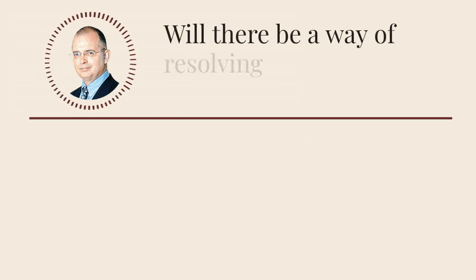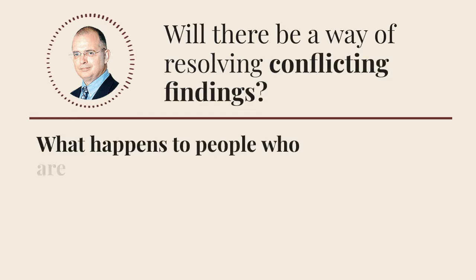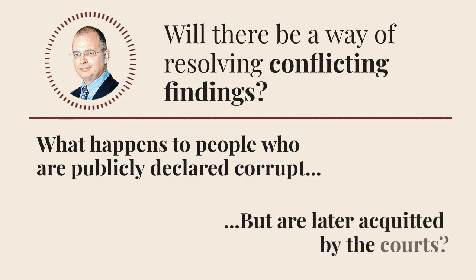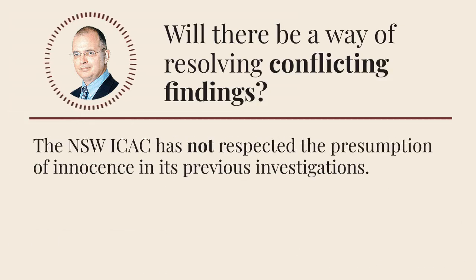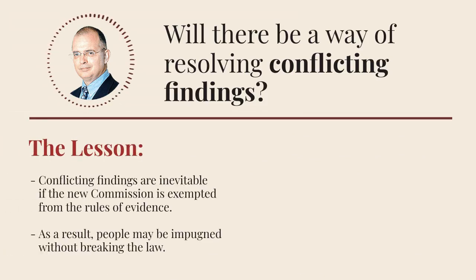Another test for the government's plan is whether there will be a way of resolving conflicting findings. What happens to people who are publicly declared corrupt by the new Commission but are later acquitted when brought before the courts? New South Wales has ignored this problem, which means people who are entitled to a presumption of innocence in that state are also subject to corruption findings in that state that remain on foot. The lesson from New South Wales is that conflicting findings are inevitable if the new Commission is exempted from the rules of evidence and can impugn those who have broken no laws.